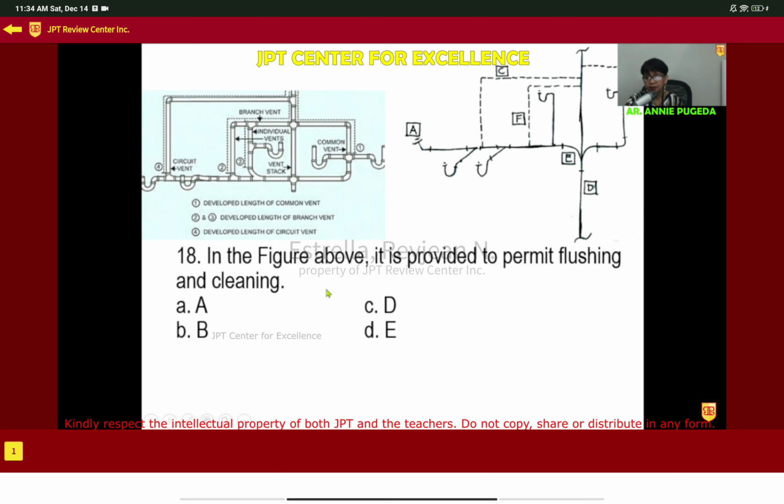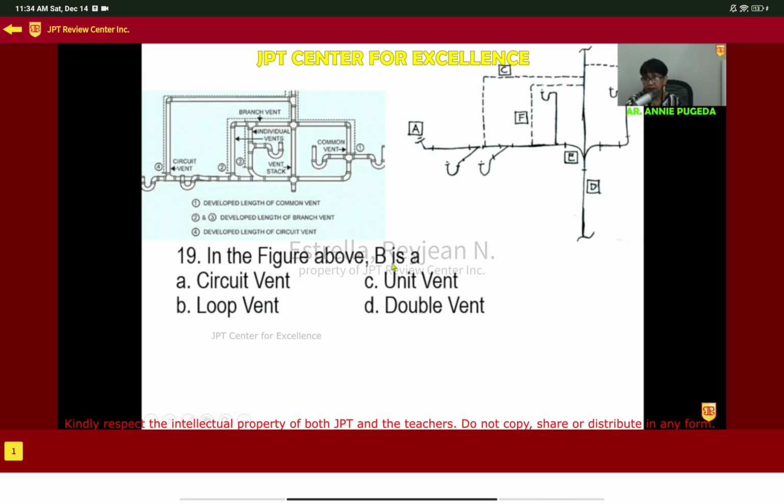Okay, that's a bonus. So here, in the figure above, it is provided to permit flashing and cleaning. Flashing and cleaning, for cleaning. Oh, you saw that. So it permits cleaning. That's a clean out. That's A. So, where is A? There, A is A. So, that's the clean out. Then, in the figure above, B, it is serving two. So when it serves two, like this, it's a common vent. But we don't see a common vent here. Another term for common vent is unit vent.